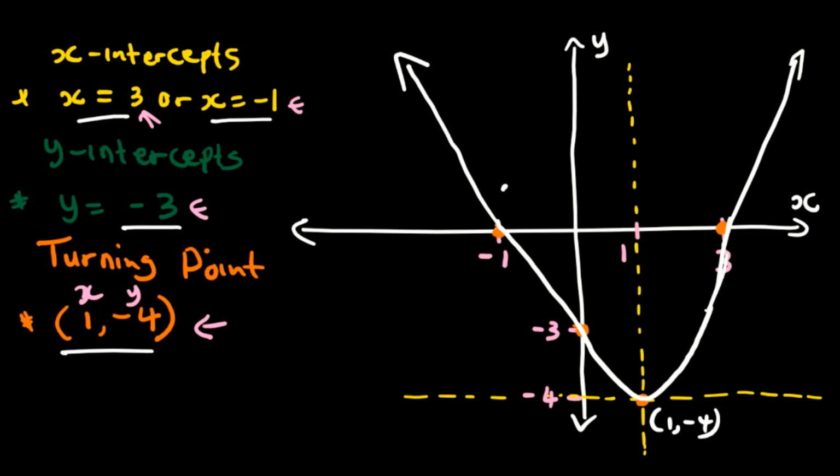Then the most important thing is to label, put some coordinates. So this is (-1, 0), and this is (3, 0), and then here it's (0, -3), and I did label my turning point. So we are done for now.